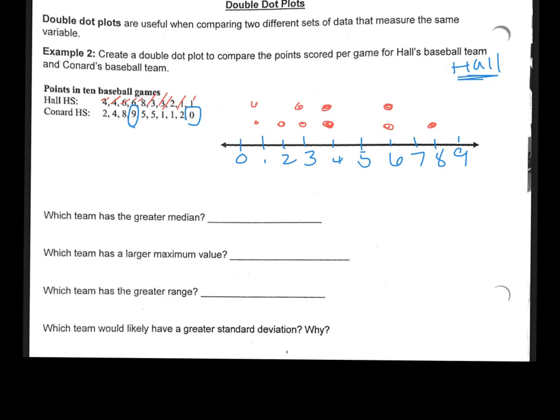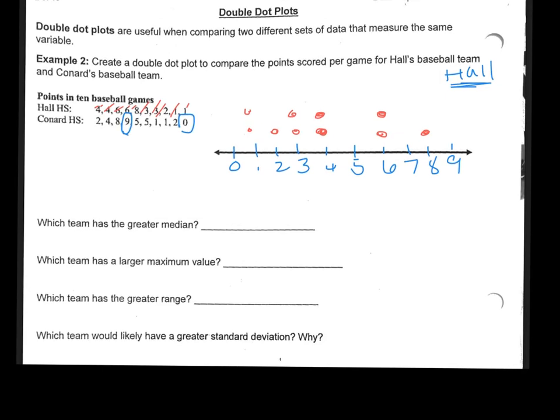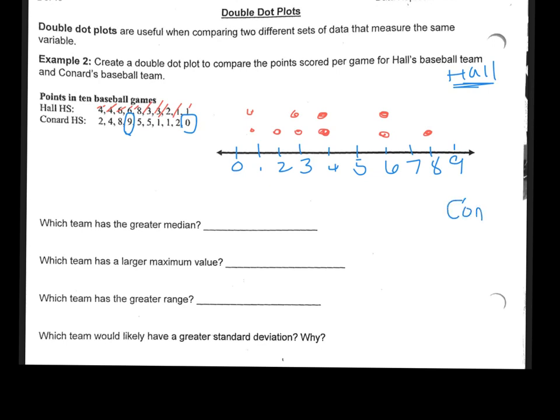Good. And so now I'm going to do the Conard baseball team on the bottom of my number line. So I'm going to do the same thing, but just putting my dots underneath the number line. Again, crossing them off as I go, just so I don't lose track. Got 2 5s. 2 1s, I've got a 2 and a 0.